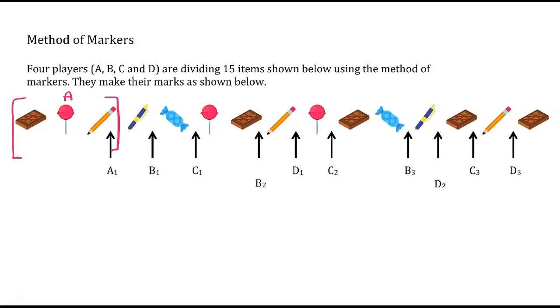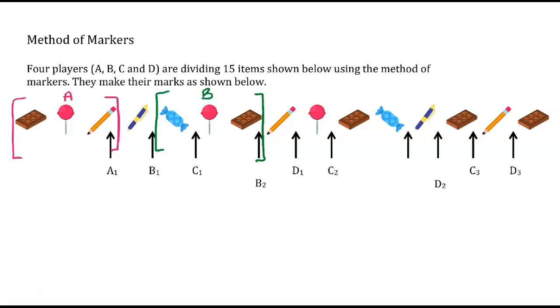Now we will continue moving left to right, and we'll stop when we reach the first player's second marker. Moving from left to right, the second marker we come to is player B's. So player B receives their second portion. And now we do not need to consider player B's third marker.